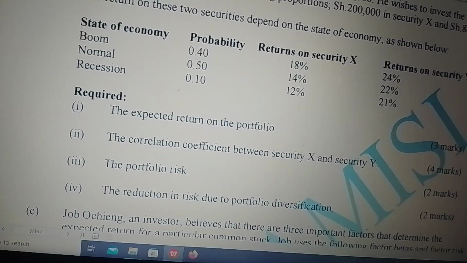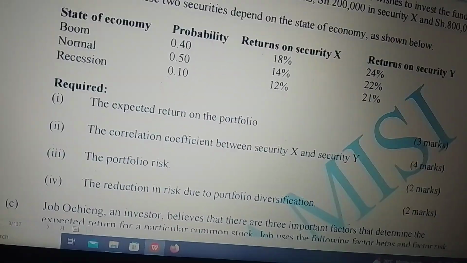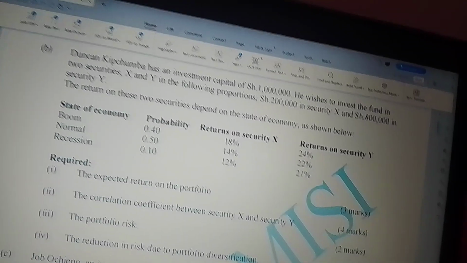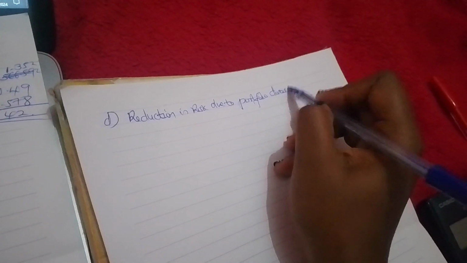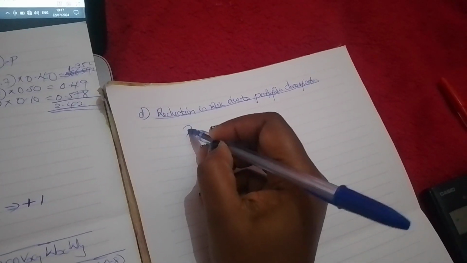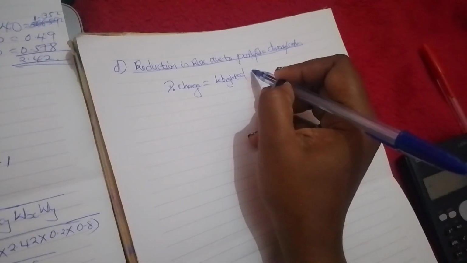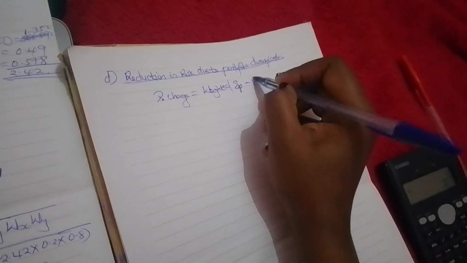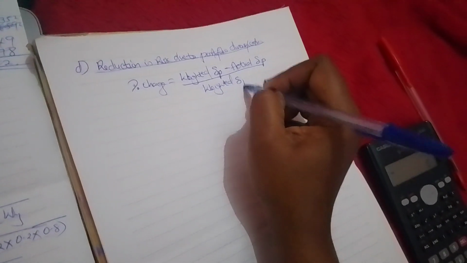So the last question you had been asked was to compute the reduction in risk due to portfolio diversification. So the formula for getting the reduction in risk is the percentage change, which will be: you compute the weighted standard deviation of the portfolio, you minus the actual standard deviation of the portfolio, then you divide by the weighted standard deviation of the portfolio.